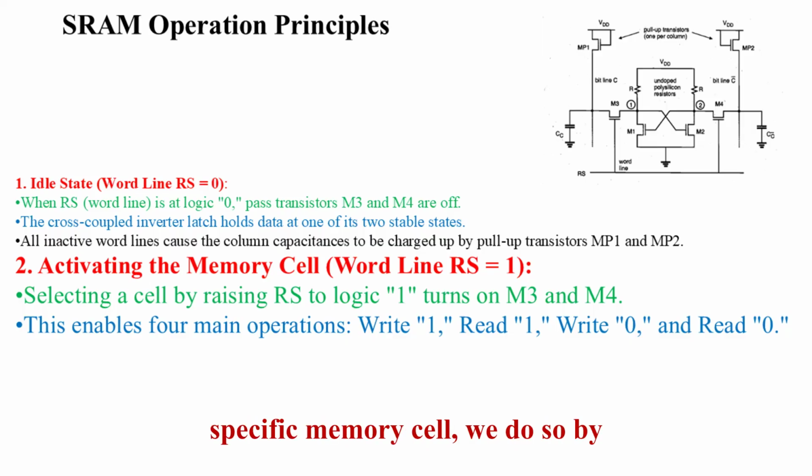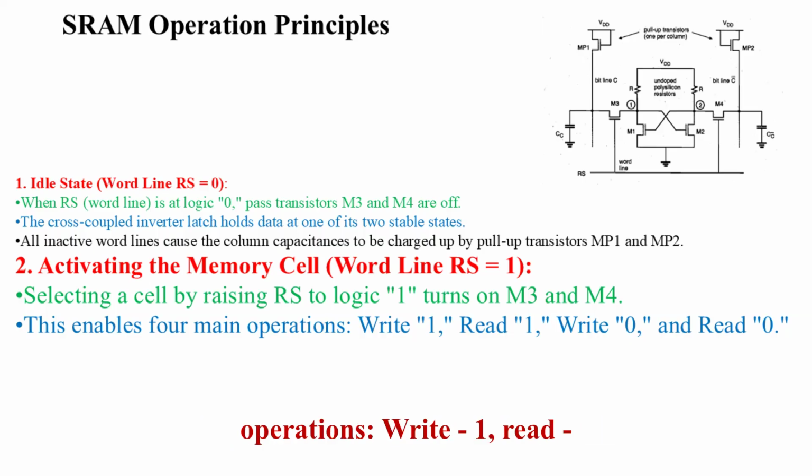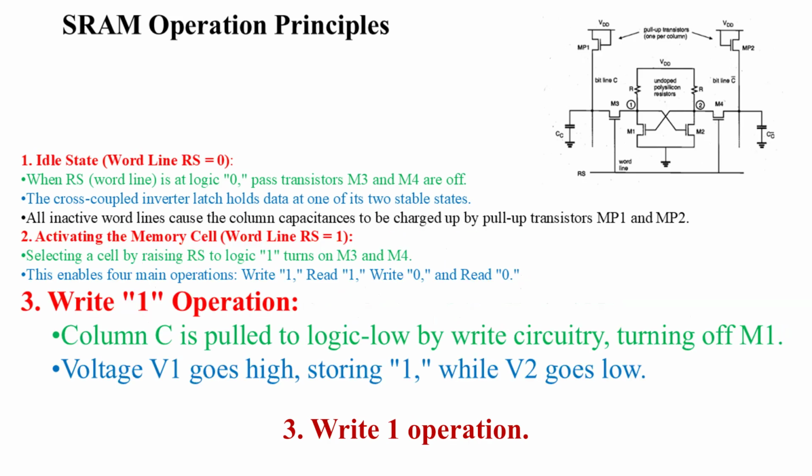2. Activating the memory cell with RS is equal to 1. When we select this specific memory cell, we do so by raising the RS line voltage to logic 1. This enables the pass transistors M3 and M4, connecting the cell's internal nodes to the columns, bit lines, and allowing data access. Once the cell is active, we can perform 4 basic operations: write 1, read 1, write 0, and read 0.